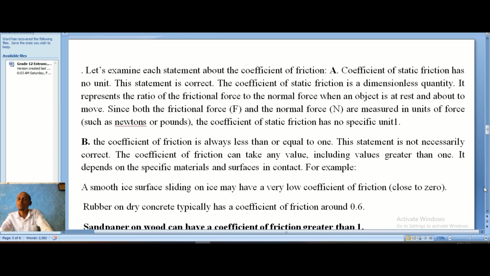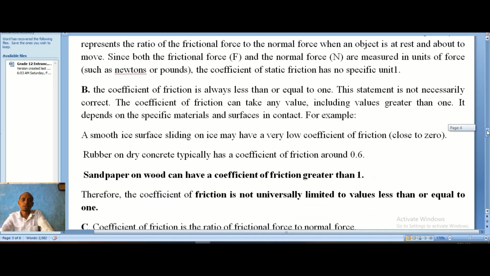The coefficient of friction can take any value, including values greater than 1. It depends on the specific materials and surfaces in contact with each other. A smooth, icy surface sliding on ice may have a very low coefficient of friction, close to 0. Rubber on dry concrete typically has a coefficient of friction around 0.6.